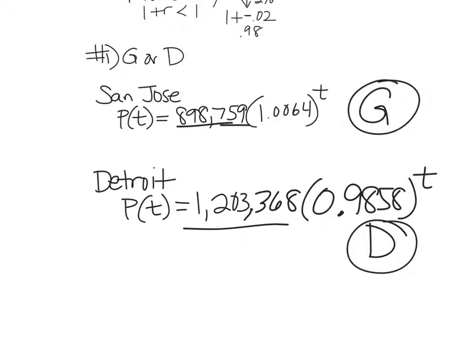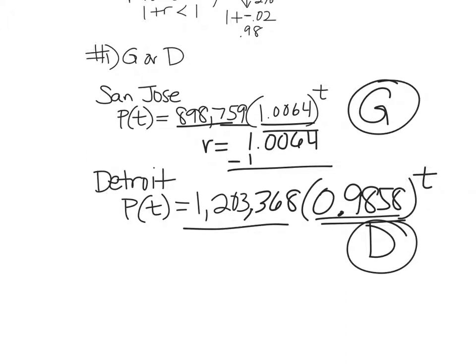We can tell that by looking at the inside, the base of the exponent. Okay, it doesn't matter what the outside stuff is, that's what we're looking for. Now, what is the rate of growth here? The rate of growth is to take 1.0064 and subtract 1 from it, because inside of there is 1 plus r.